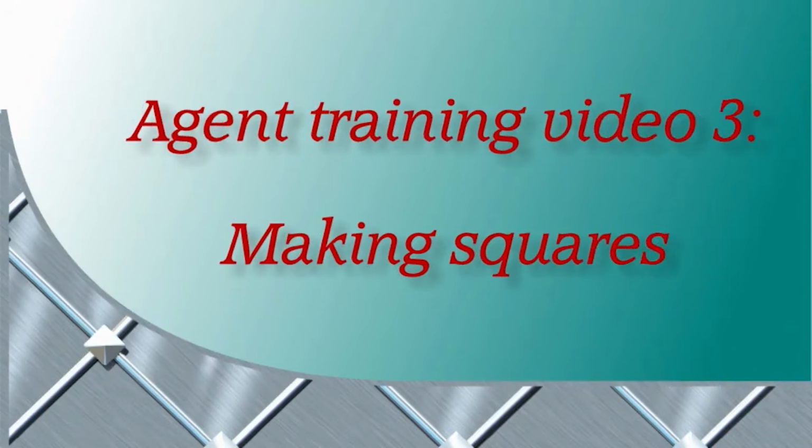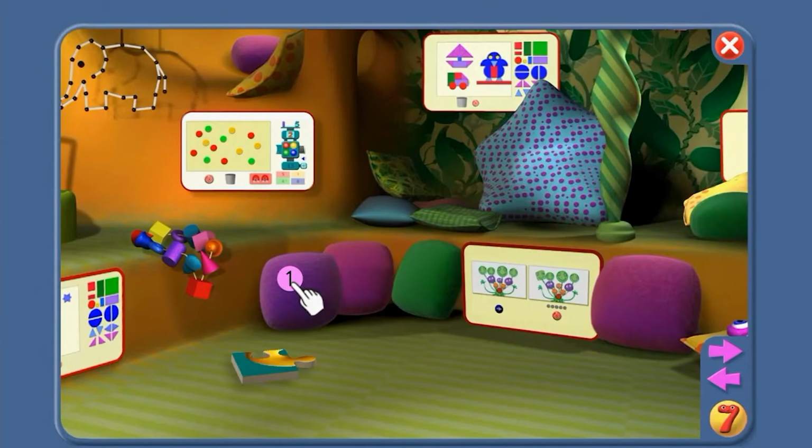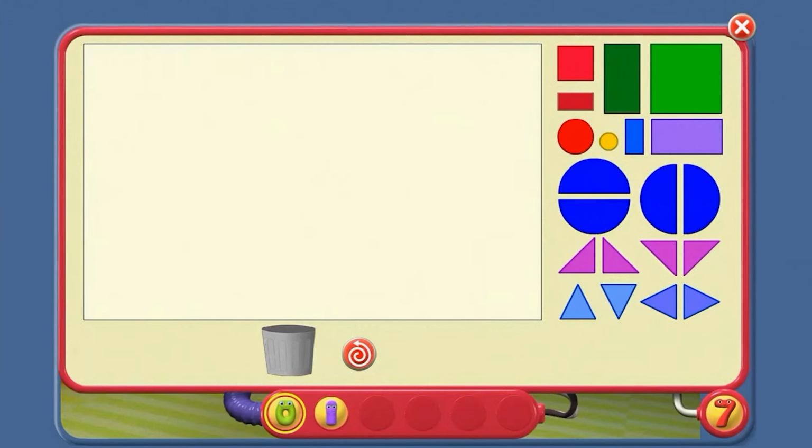Agent Training Video 3, Making Squares. Hi Agent, Numberjack 7 here. Let's go to the cozy room. I'm going to click here. Let's have a look at squares, Agent.